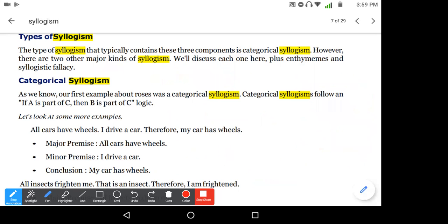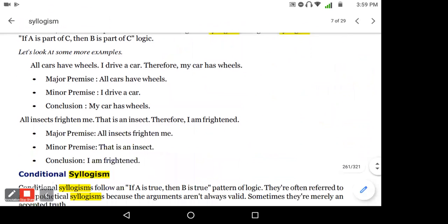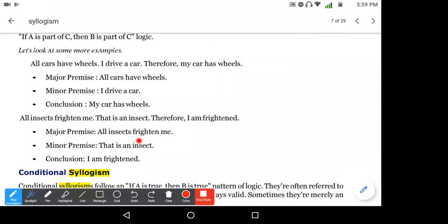Let us see one more example. All cars have wheels. Agree? All cars, it's a general statement. All cars have wheels. I drive a car. So my car also should have wheels. All cars have wheels and I drive a car. So what is the conclusion? My car also has wheels.